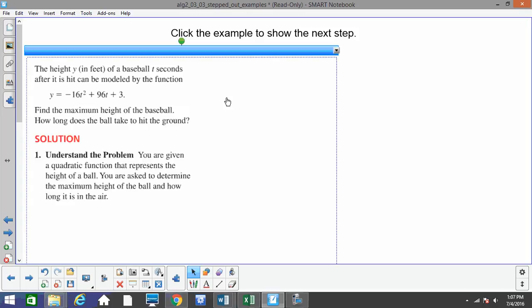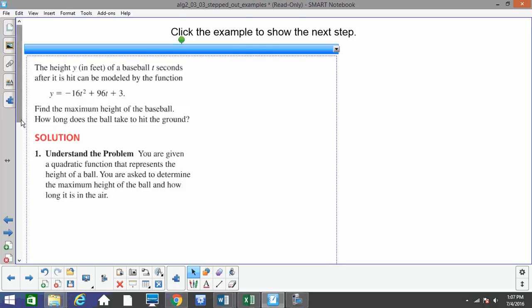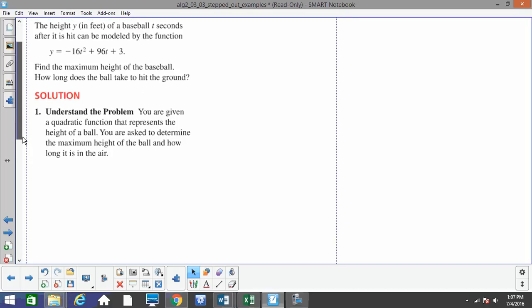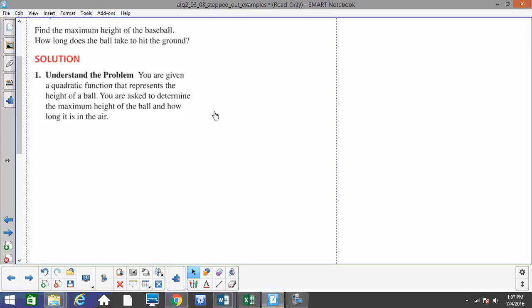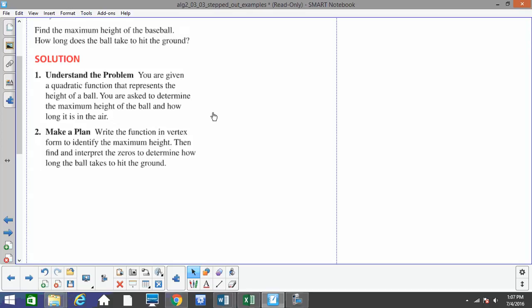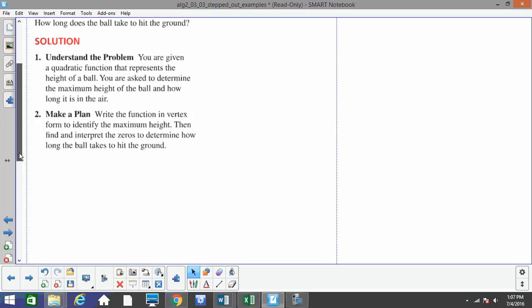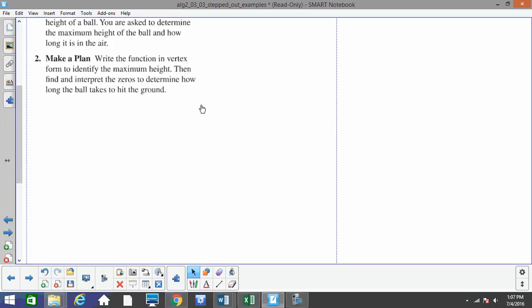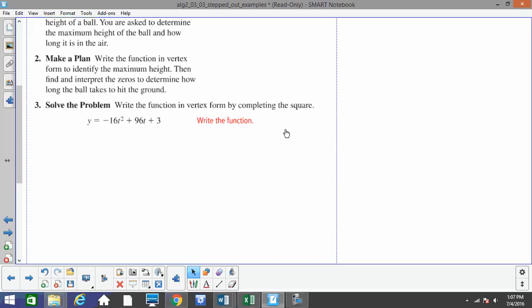Understand the problem. If you need to, draw a picture. Picture that baseball going up in the air and coming back down. Always ask yourself, what are they asking? So we have to find the maximum, which is a vertex. So I'm going to be thinking vertex form. So there's our problem.